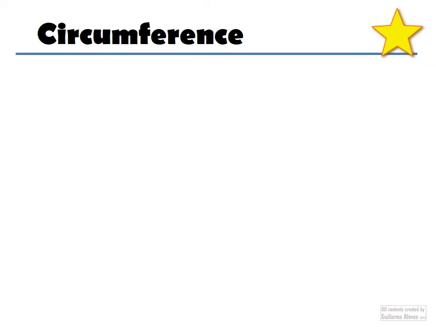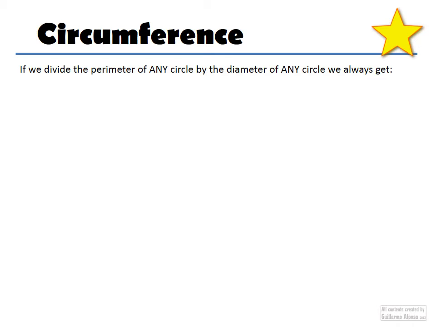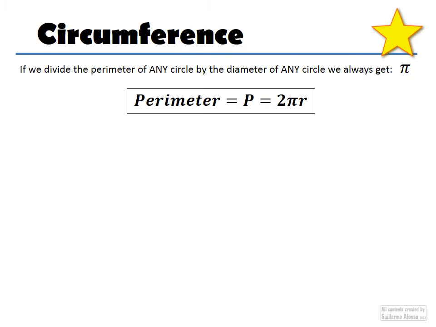So circumference, or the perimeter. Take any circle, and you take the perimeter of any circle, right? And you divide the perimeter of that circle by the diameter of that circle. You're going to get always the same number. We call the number pi. So that's why we say that the perimeter is 2 times the radius, which is the diameter, times pi.